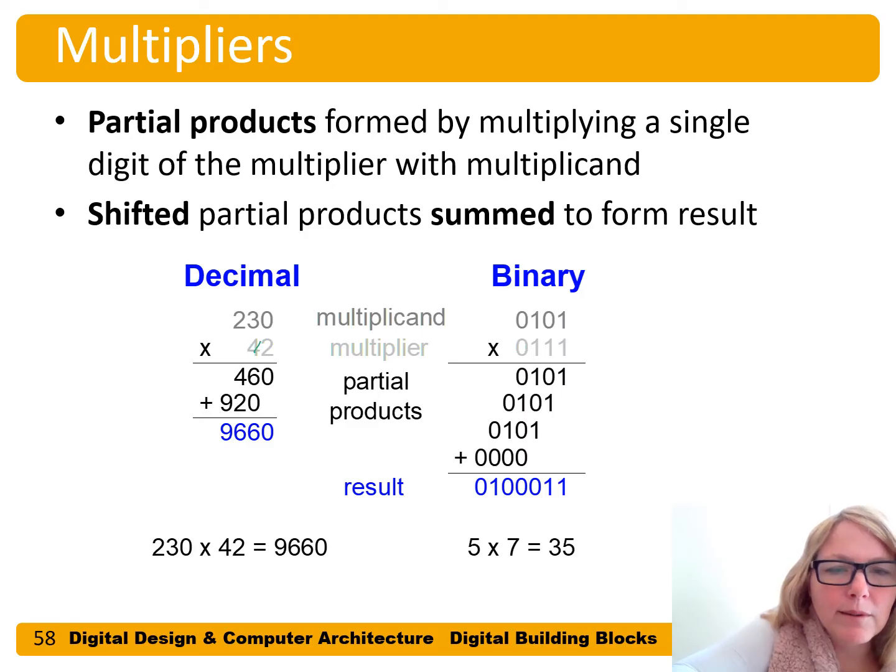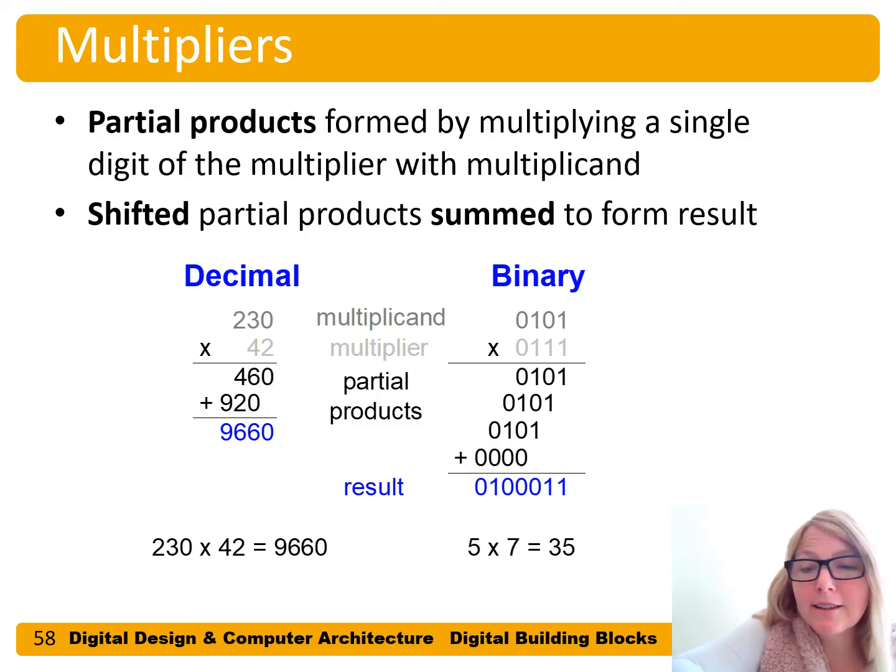And we do 4 times the entire multiplicand again. 4 times 0, 0. 4 times 3, 12, carry the 1. 4 times 2, 8, plus 1, 9. And then we add them together. We add those partial products together, and we get the result.